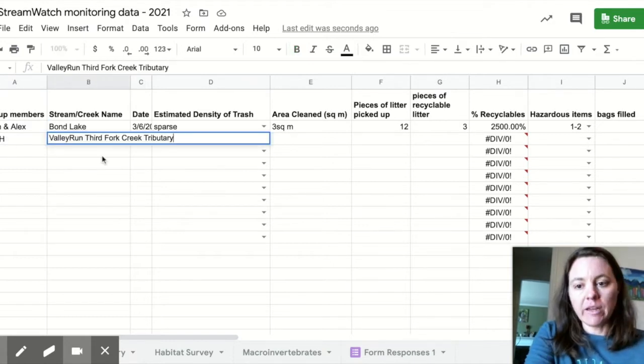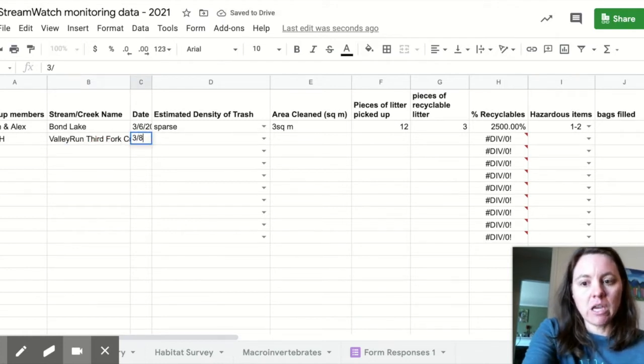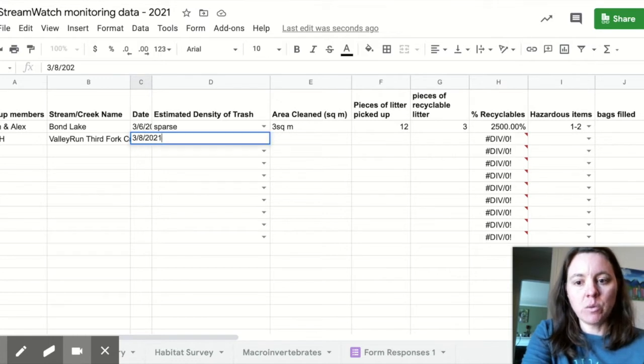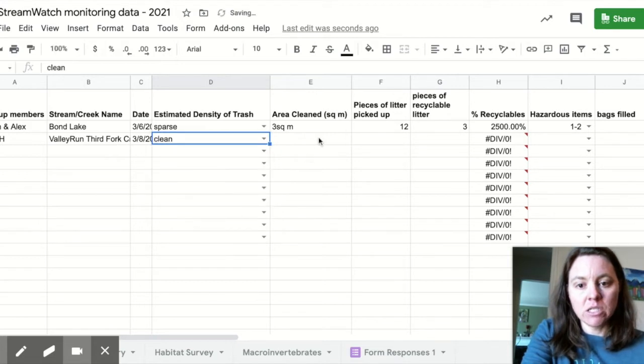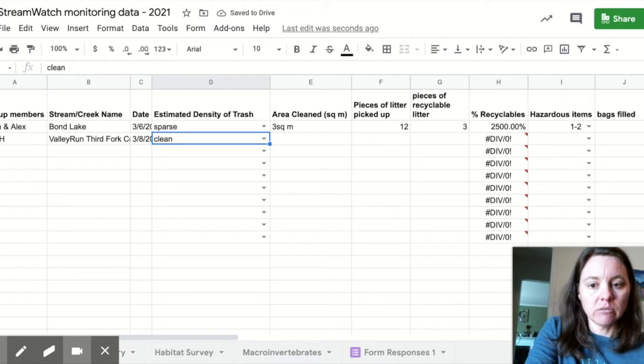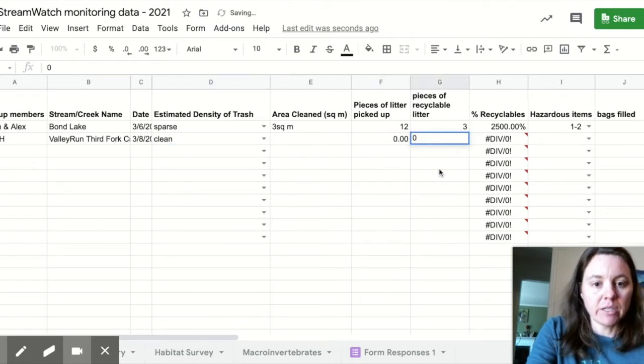So we're going to call it Valley Run. That's the name of my neighborhood, Third Fork Creek Tributary. And I did it today, which is 3/8/2021. And I say there was no trash there at all. I didn't pick up any trash or find any recyclables, so there's that.